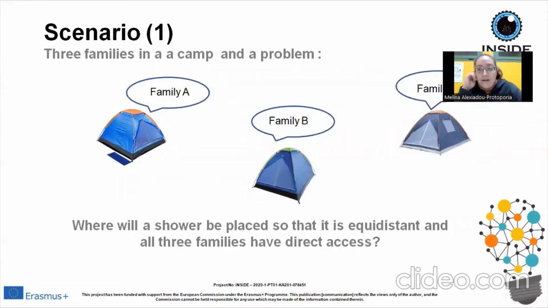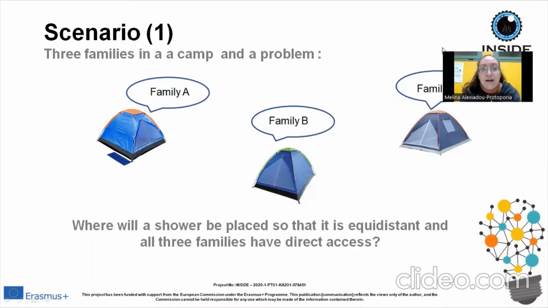Let's begin with the first scenario, because as we said in the previous presentations, a STEM lesson plan has to do with real life problems and problems that our students are called to solve.